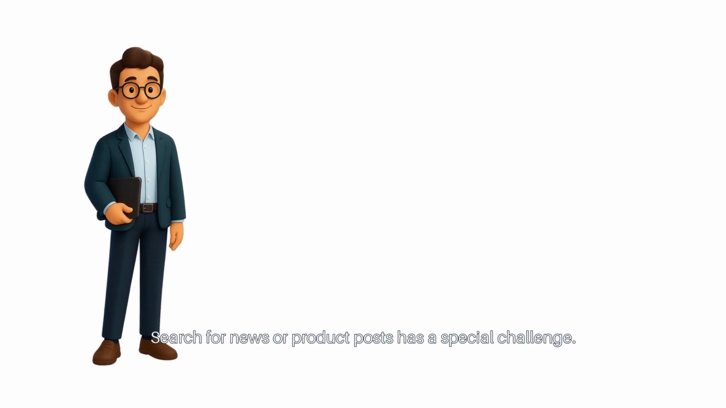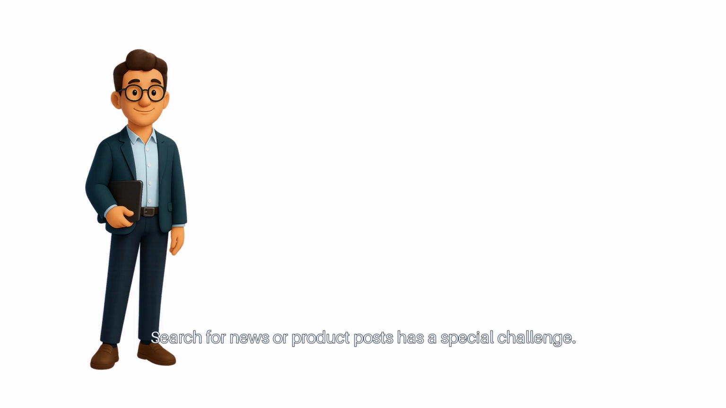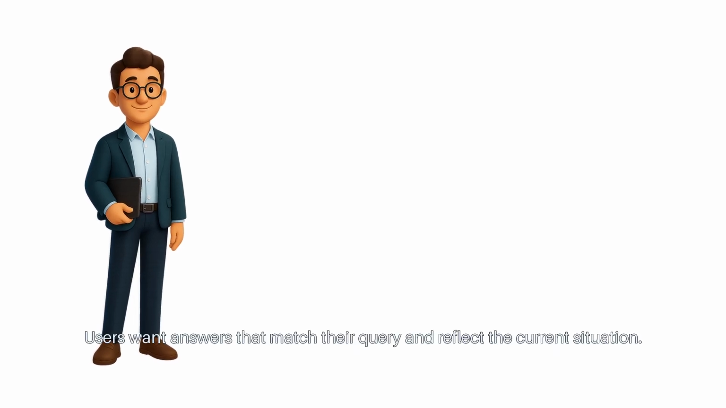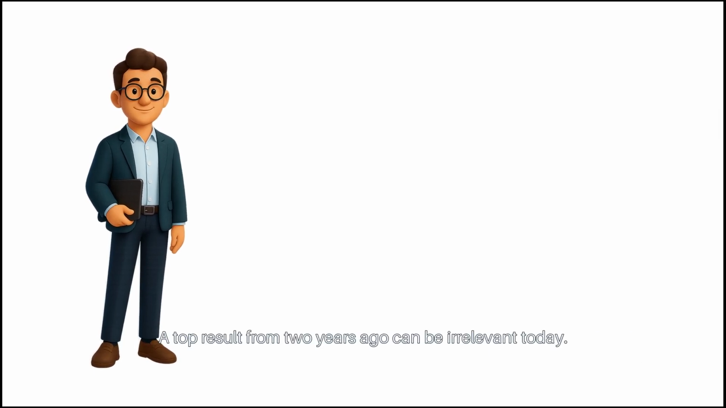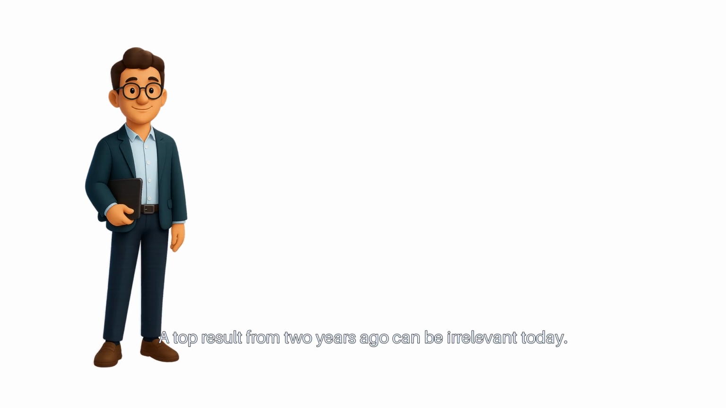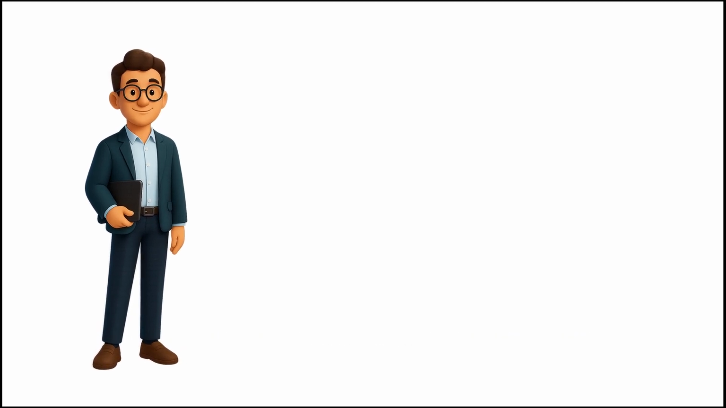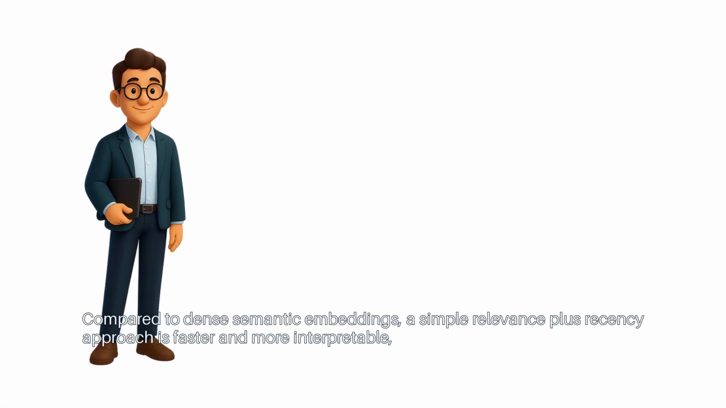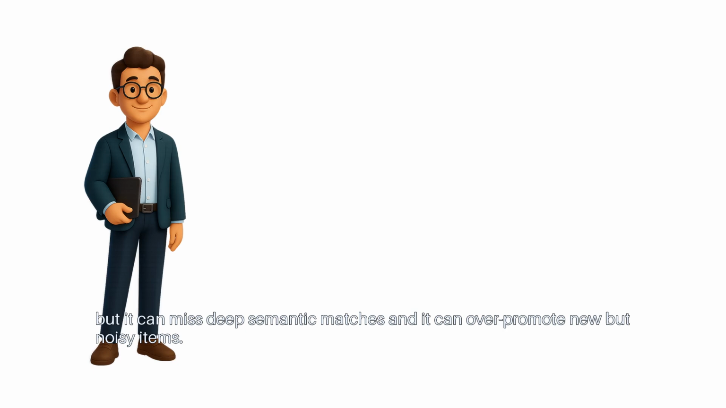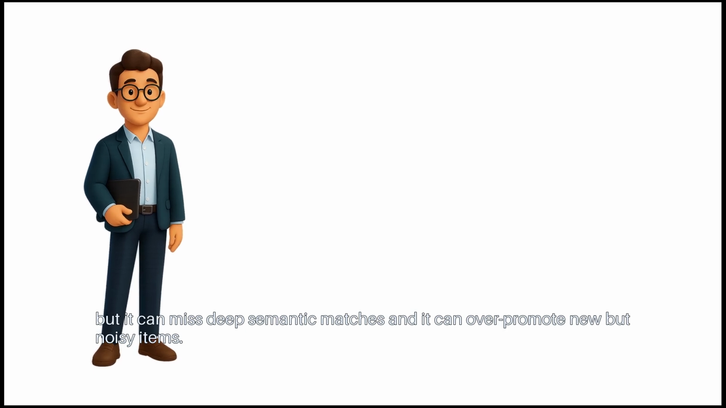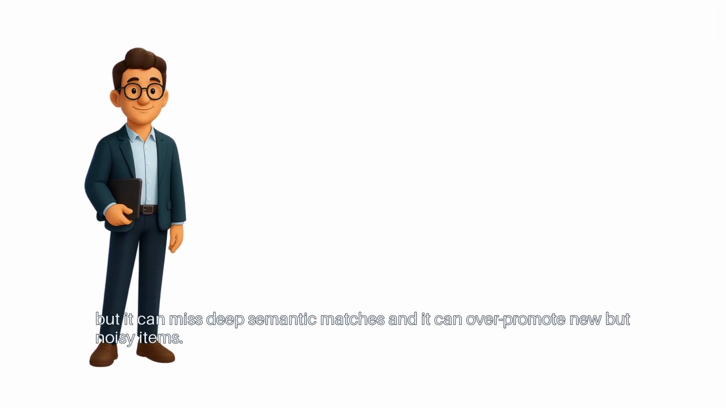Search for news or product posts has a special challenge. Users want answers that match their query and reflect the current situation. A top result from 2 years ago can be irrelevant today. Time-boosted search solves that by combining relevance with recency. It is not magic. Compared to dense semantic embeddings, a simple relevance plus recency approach is faster and more interpretable. But it can miss deep semantic matches, and it can over-promote new but noisy items.